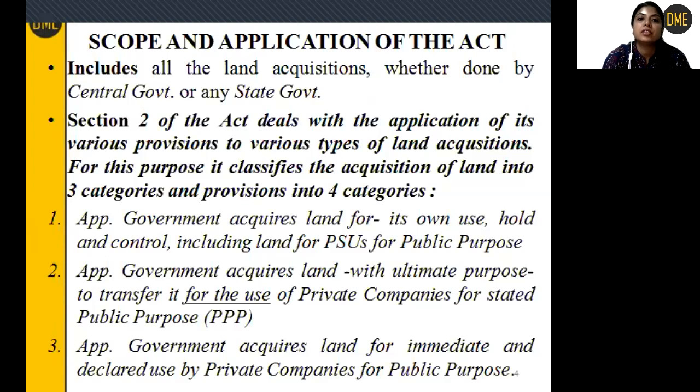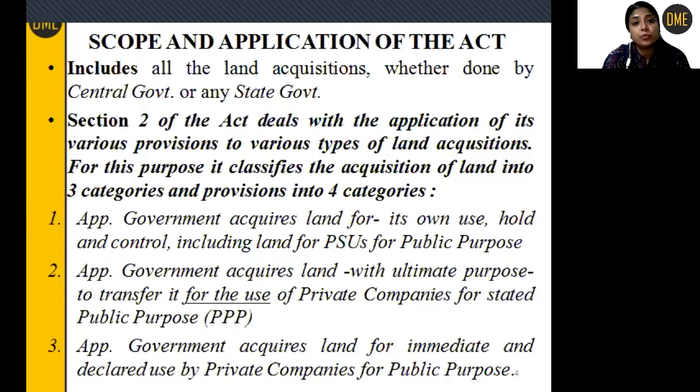That is why the words used, in place of government, are appropriate government. So here, appropriate government is the government, whichever is applicable, as the case may be. If the central government is acquiring land, then it is the central government, and if the state government is going to acquire the land, then the appropriate government will be the state government. So first of all, in the scope of the Act of 2013, all land acquisitions, whether done by the state government or the central government, are included within the scope of the Act.